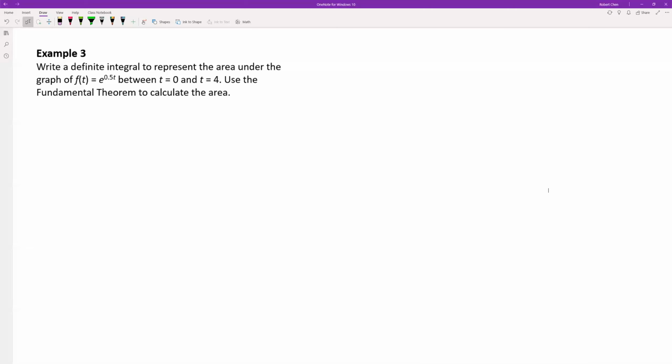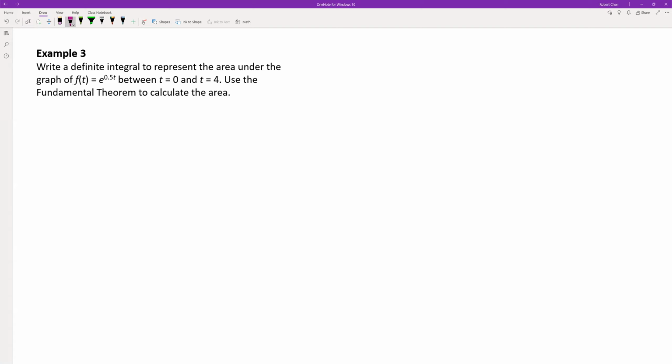All right, our next example, example 3, is a little different. From time to time, you will be given a question like this, where they don't give you the integral notation. They have a few sentences representing what we want to find. So let's look at this problem together. Write a definite integral to represent the area under the graph of f of t, which is e to the power of 0.5 times t, between t equal to 0 and 4. Use the fundamental theorem to calculate the area.